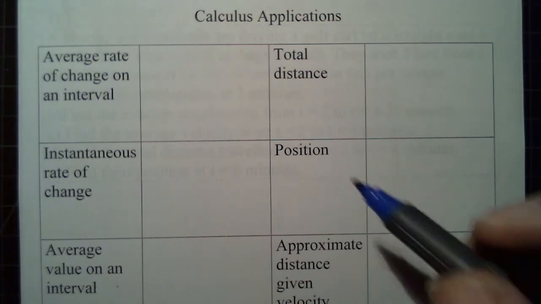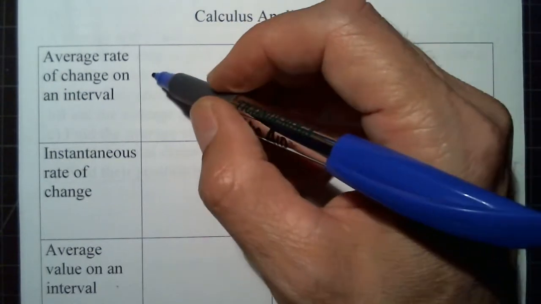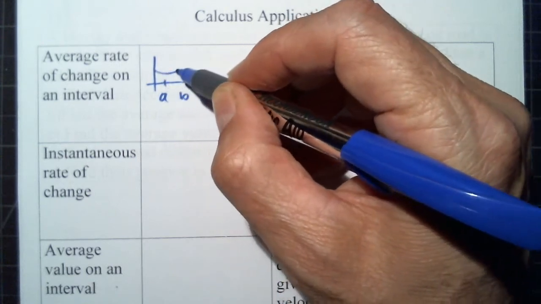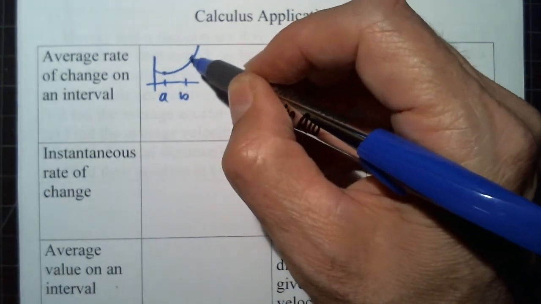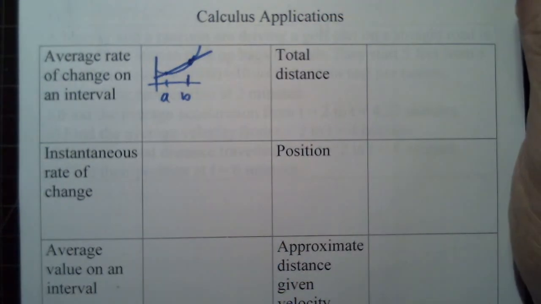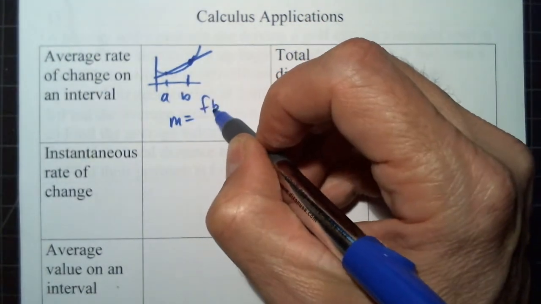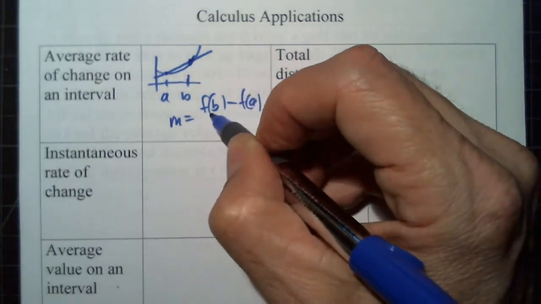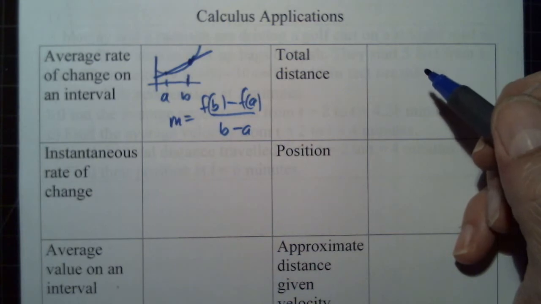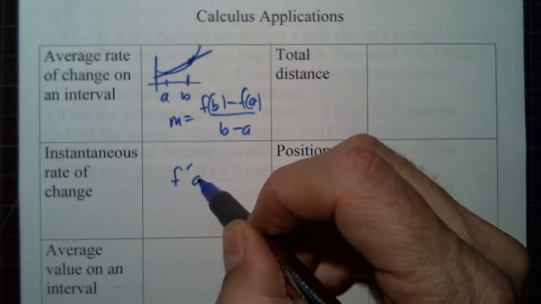So, average rate of change on an interval, that is when we have an interval, a curve, or a function, and it's just going to be the slope of the secant line. And so that's just going to be the slope is f of b minus f of a over b minus a. And instantaneous rate of change is just going to be the derivative.